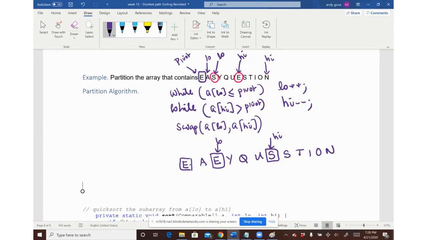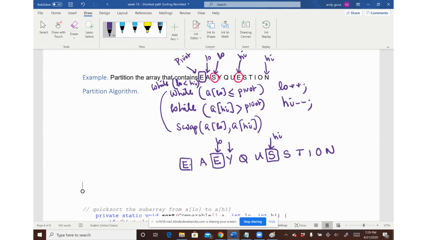Okay, so the next step is really to put another loop on the top of this. It says while the low is, I believe it's less than or equal to, I forgot exactly, but it just keeps running. So as long as low is less than or equal to the pivot, just keep moving low to the right. Because E is less than or equal to E, pivot is E, and it keeps moving to the right.